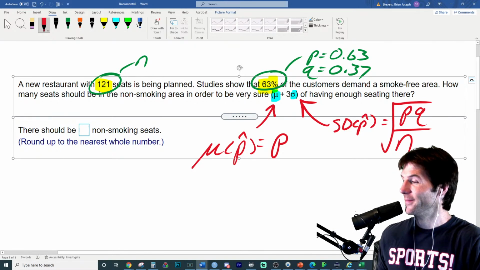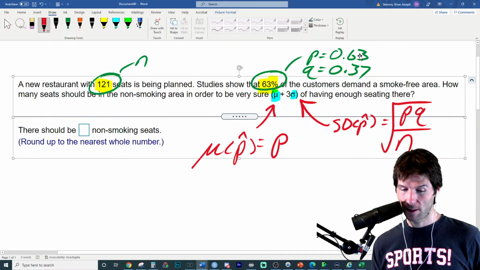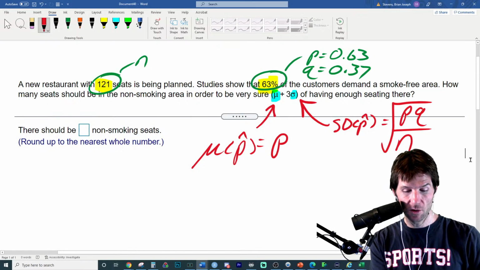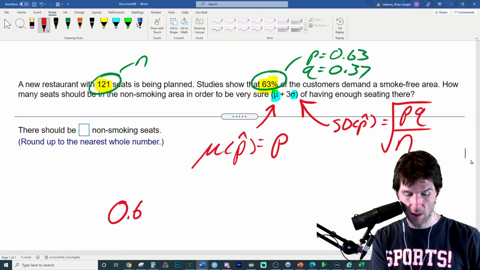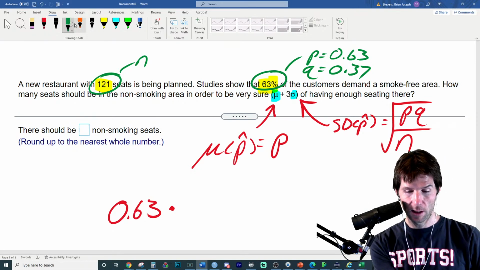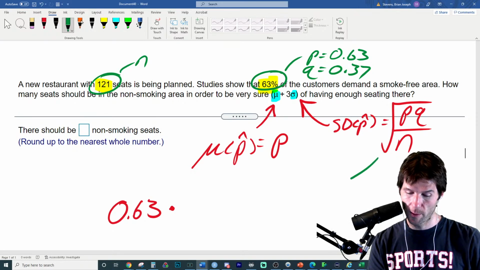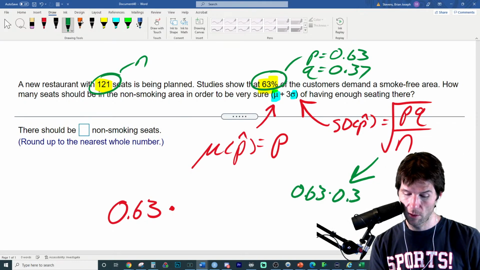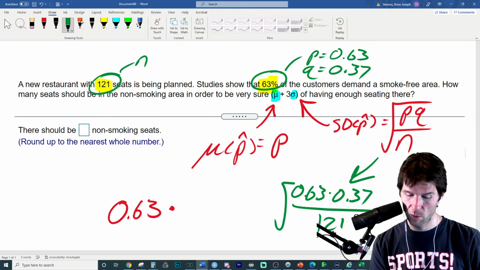It's 0.63, because that's what p is. We identified it. We said, okay, that's the mean of the distribution. So the first number here is 0.63. Now we just need to find sigma, which I'll write right here. This is going to be the square root of p times q over n, where n is the sample size.